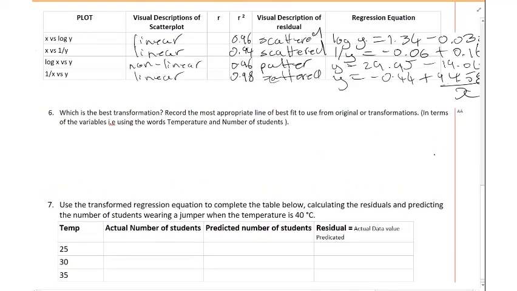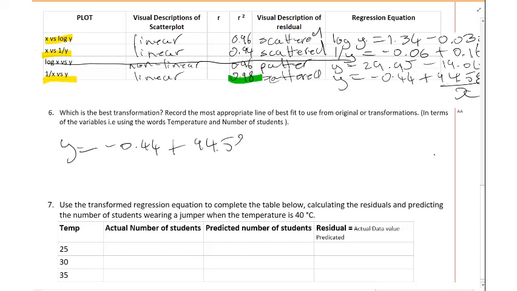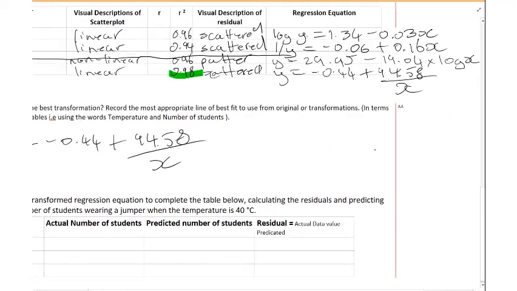Okay, so let's have a look. I'm going to cross out using red the one that's nonlinear. And I'm going to pick the highest of it. So that means I've got this one, this one, and this one left because they're linear. And this has got the highest r squared value. So that's the best transformation. So if I wrote in terms of y and x, it's going to be y equals negative 0.44 plus 94.58 over x.